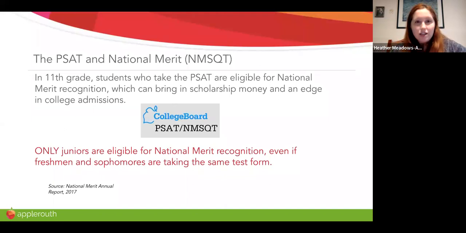So even if, sophomores, you took the test, that's really just practice for you. It doesn't count when you take it next year. That's going to go towards a scholarship competition. You cannot retake it. It is only that one time you took it.